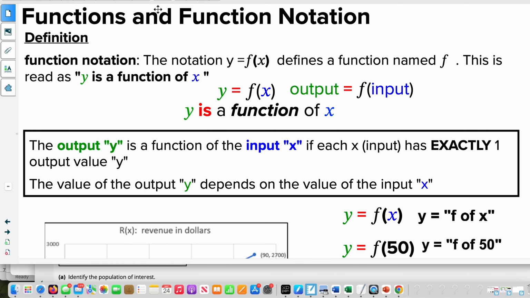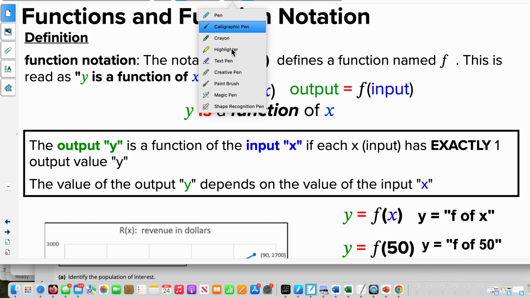Hey everyone, I'm going to do a quick mini lesson here for function notation, evaluating functions, etc. I noticed some trends on the homework assignment. Functions and function notation are really important for this class.